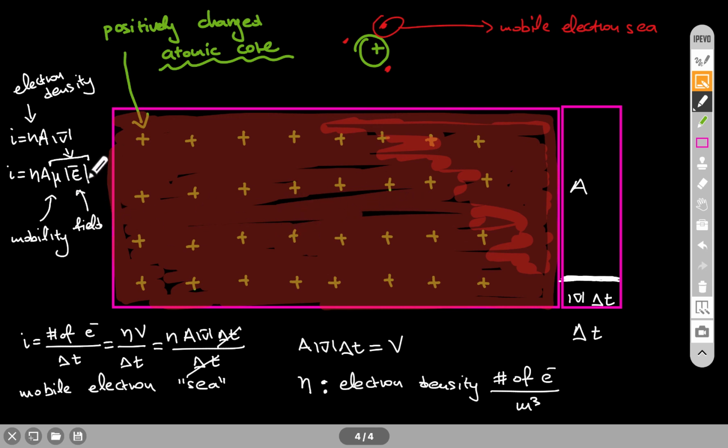Now, what this means is that the stronger the electric field you have inside the wire, the faster your mobile electrons are going to move, which makes sense. If you increase the electric field inside, you increase the electric force, and it makes sense that they will start moving faster.